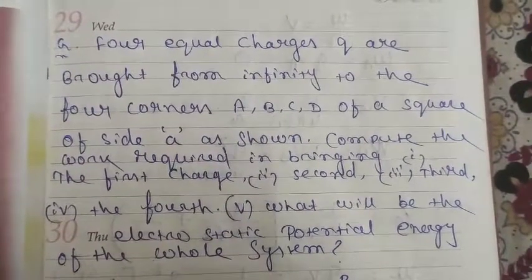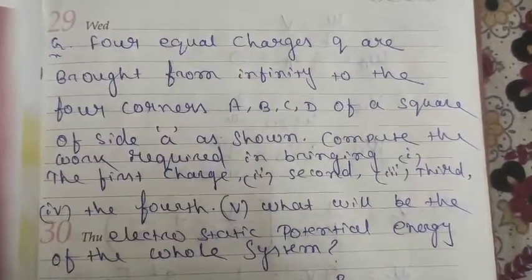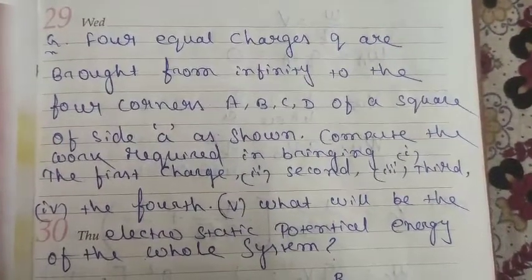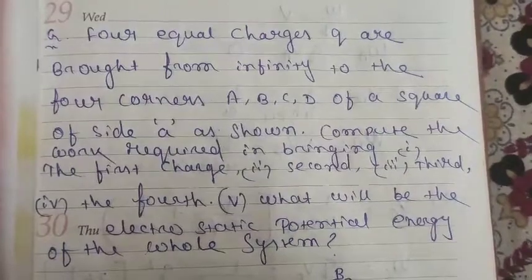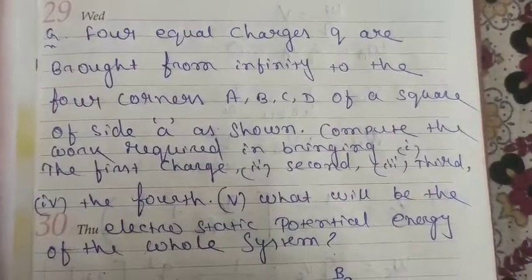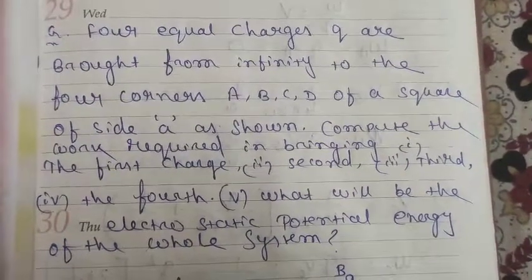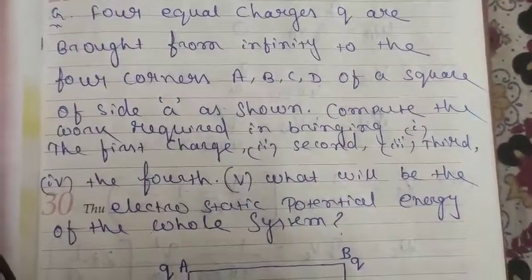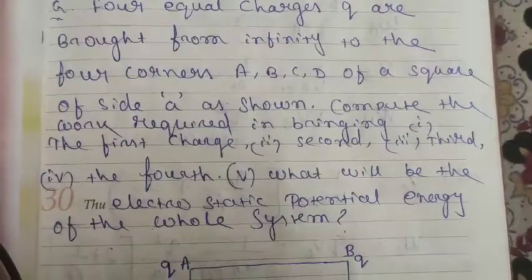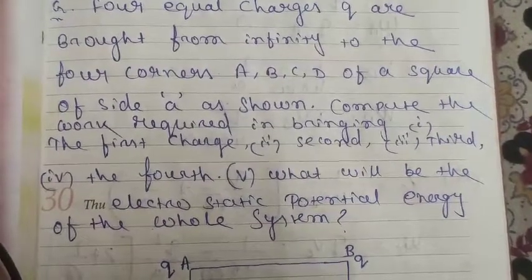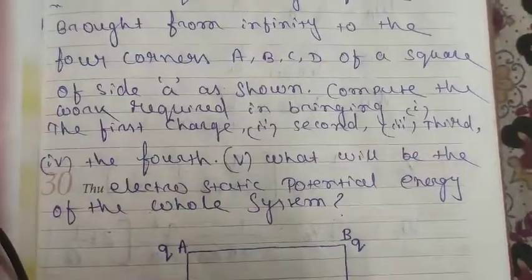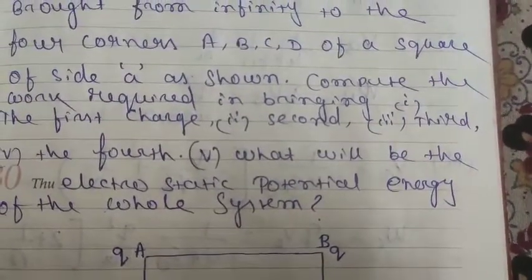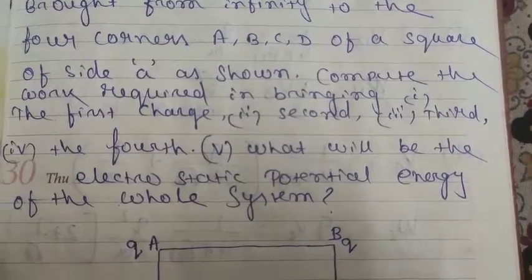Four equal charges Q are brought from infinity to the four corners A, B, C, D of a square of side A as shown. Compute the work done required in bringing the first charge, the second, the third, the fourth. What will be the electrostatic potential energy of the whole system? So what should be the potential energy? It should be the combination of all work done, right? So let us solve it.